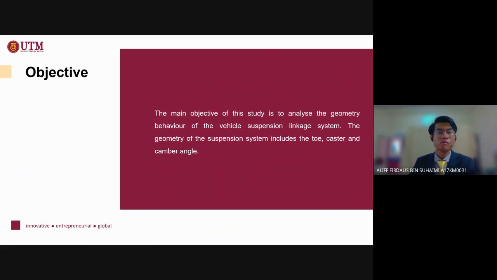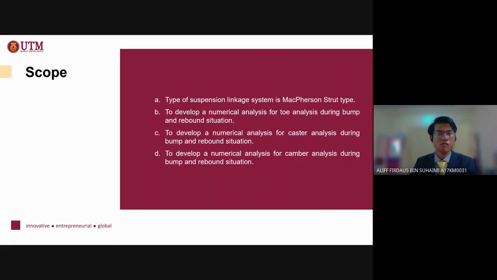So the objective of my research is to analyze the geometry behavior of the vehicle suspension linkage system. The geometry of the suspension system includes the toe, caster and camber angle. The scope of my research is the type of suspension linkage system is McPherson strut type only, and I will be developing a numerical analysis for toe, caster, and camber analysis during bump and rebound situation.